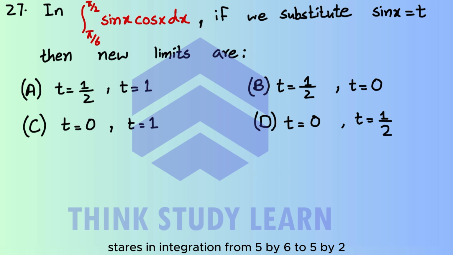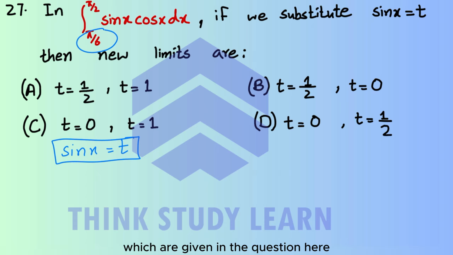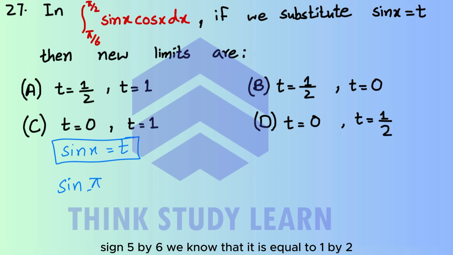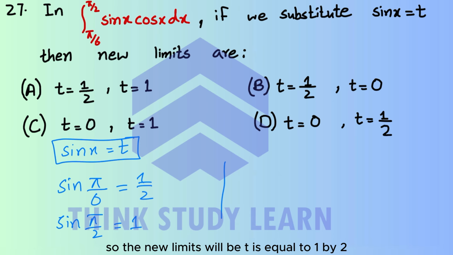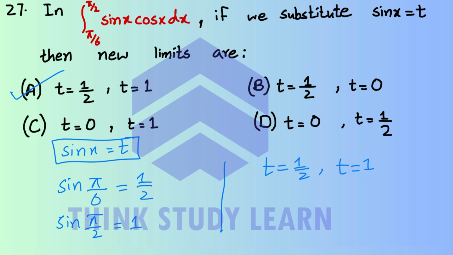The 27th question states: in the integration from pi by 6 to pi by 2 of sin x cos x dx, if we substitute sin x is equal to t, then what will the new limits be? So we have to find the new limits. Here sin x is equal to t is the equation. We put the limits given in the question. Sin pi by 6 is equal to 1 by 2, and sin pi by 2 will be 1. So the new limits will be t is equal to 1 by 2 and t is equal to 1. So A option is the required answer.